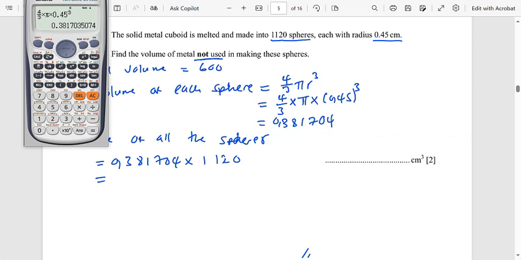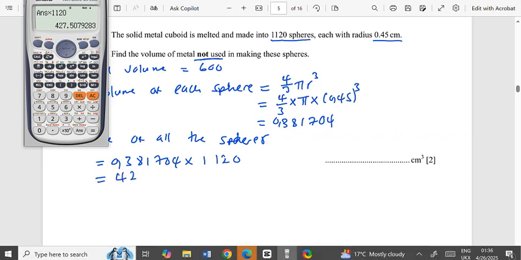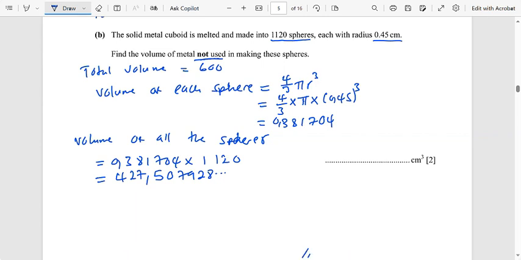And the answer we're getting there, we can just multiply this by 1120 spheres. And we can change this to 427.507928 dot dot dot. So this is the volume that we have used to make 1120 spheres.